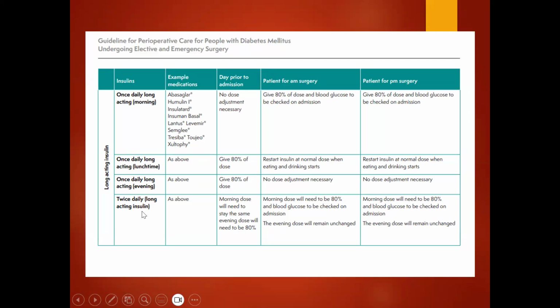On the other hand, if the patient is on twice daily long-acting insulin, the morning dose will need to stay the same. Evening dose will be reduced by 80%. This is on the day prior to the admission. If the patient is for the morning surgery, morning dose will need to be 80% and blood glucose needs to be checked on admission. The evening dose will remain unchanged. If the patient is for the evening surgery or PM surgery, morning dose will need to be 80% and blood glucose will need to be checked on admission. The evening dose will continue to remain unchanged. So these are the guidelines for the patients undergoing elective and emergency surgery surrounding long-acting insulin.